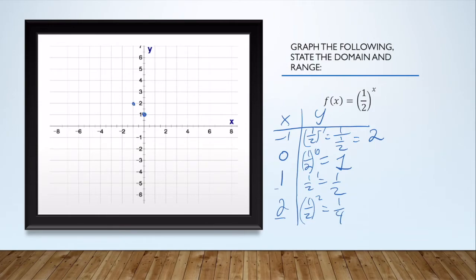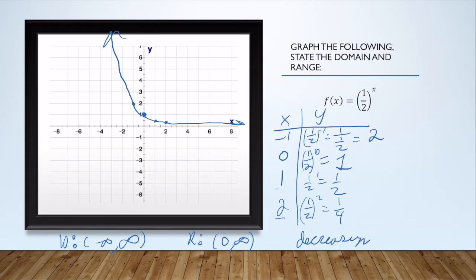If we go ahead and plot our points, our function's going to look like this. My domain is still negative infinity to positive infinity. And my range in this case is 0, not included, all the way to infinity. And this is an example of a decreasing function.